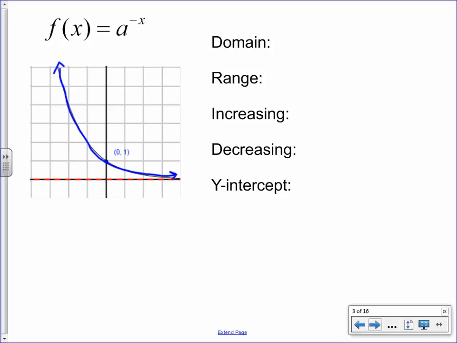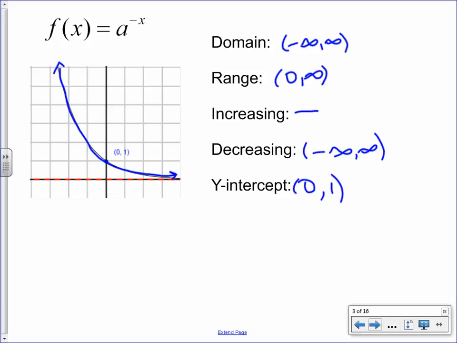Okay, so what's our domain for this one? Real numbers. Our range is still 0 to infinity. We can't take a number to an exponent and get a negative value. Okay? Are we increasing? No, exponential decay. We are always decreasing. And here again, our y-intercept is 0, 1. If I take a number and raise it to the 0 power, it's always going to be 1. Okay? We once again have that horizontal asymptote at y equals 0.